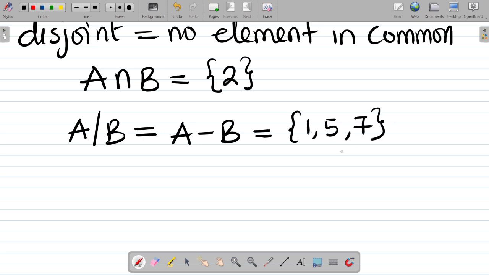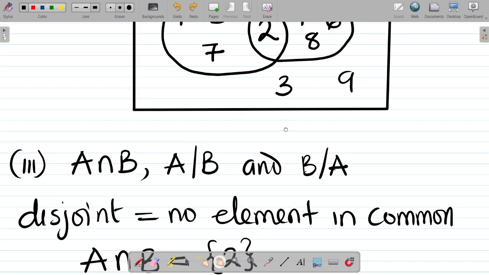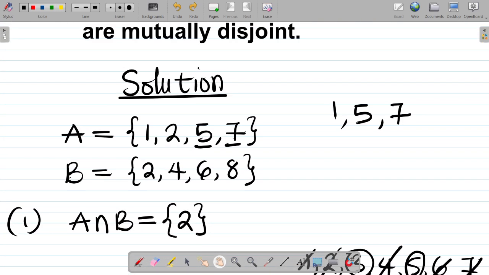Okay. Let's now get B minus A or B slash A. B slash A simply means B minus A. And what does B minus A mean? B minus A simply means those elements in B, not in A. What elements do I have in B that are not in A? I have 2 in B, 2 is in A. So I won't take that one down.